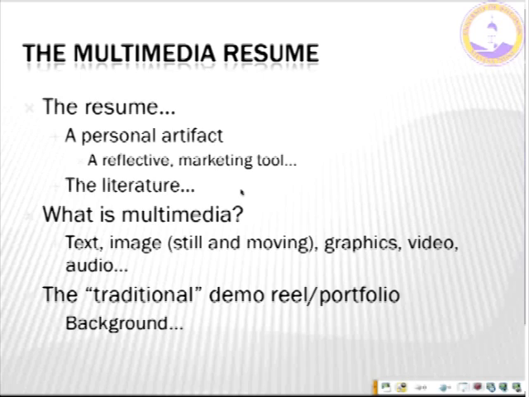And I teach technology. I view resumes first and foremost as a personal artifact. It's very, very personal. But let me find my notes so I can talk off of this. But it's also a marketing tool.